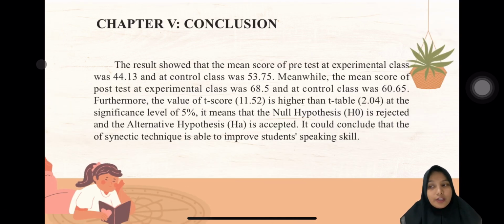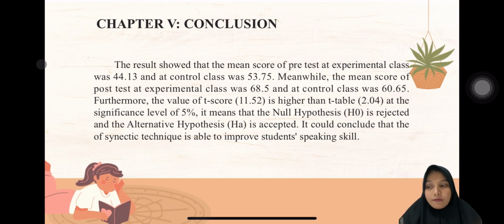Chapter 5, conclusion. The research showed that the mean score of the pre-test in the experimental class was 44.13 and in the control class was 53.75. Meanwhile, the mean score of the post-test in the experimental class was 68.5 and in the control class was 60.65.